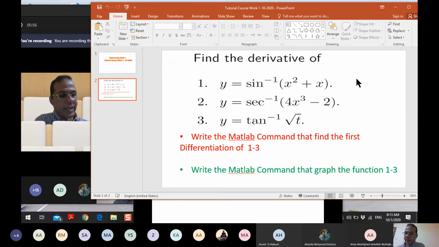So what's your angle here? Square root of t. This is your angle?